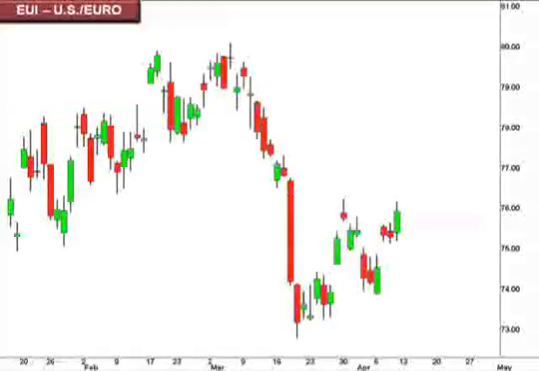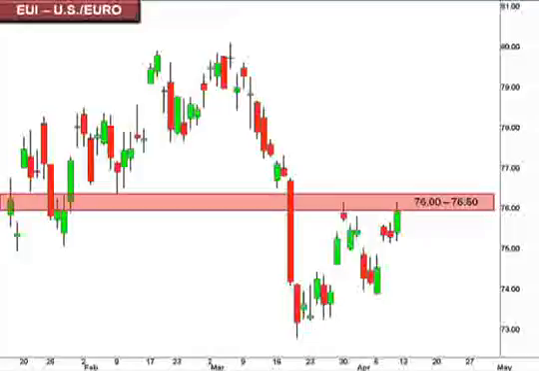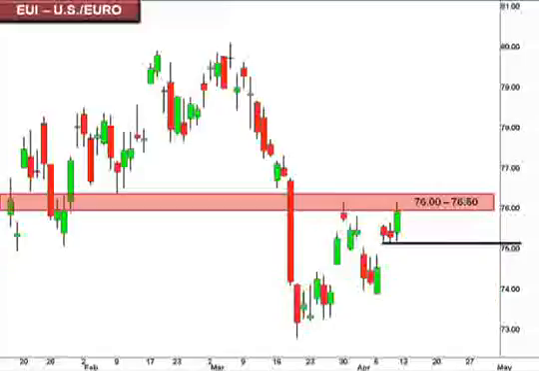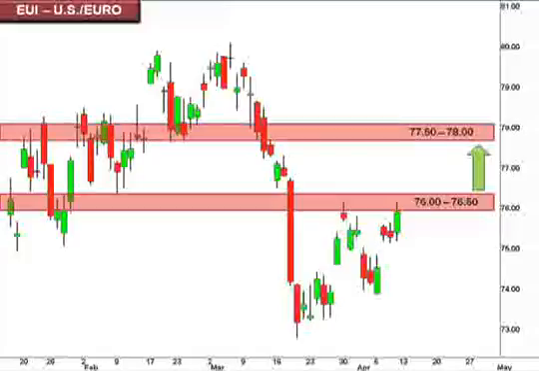We find the EUI, the US versus the Euro, testing an important resistance level at the 76 to 76.5 focal zone. Now, if this second attempt fails to break this level, the window is open for a move back down into that 73.5, 74 area, confirmation of which will be a break and a close below 75. Now, that being said, a break above 76.5 will lend credibility to a push up into this 77.5, 78 target to the upside.